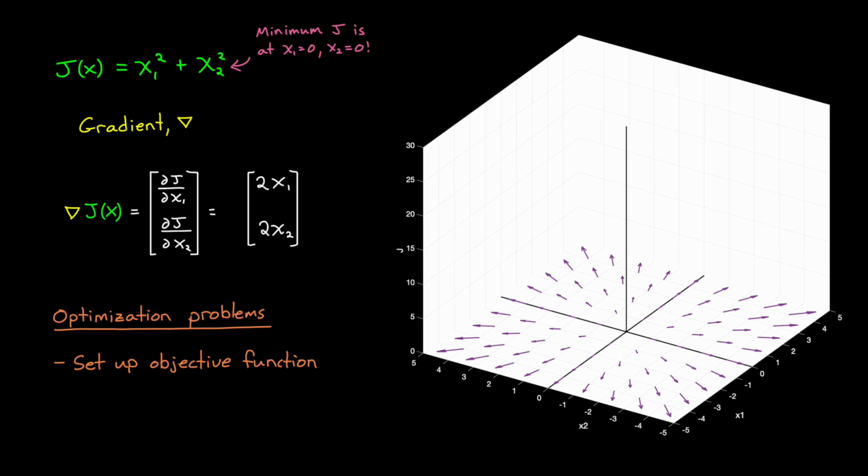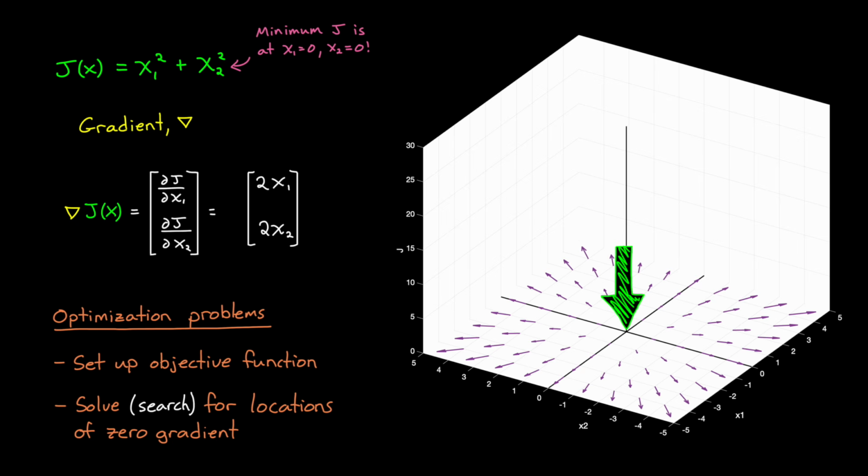We set up an objective function and then solve for, or in a lot of cases, we search for the locations of 0 gradient. And I say search for because often objective functions aren't as straightforward as this, and we have to hunt for the optimal point with gradient descent type algorithms. And these are algorithms that find the optimal point numerically with an iterative approach by descending the gradient. That is, it's going in the opposite direction of the arrows until you reach a stationary point.